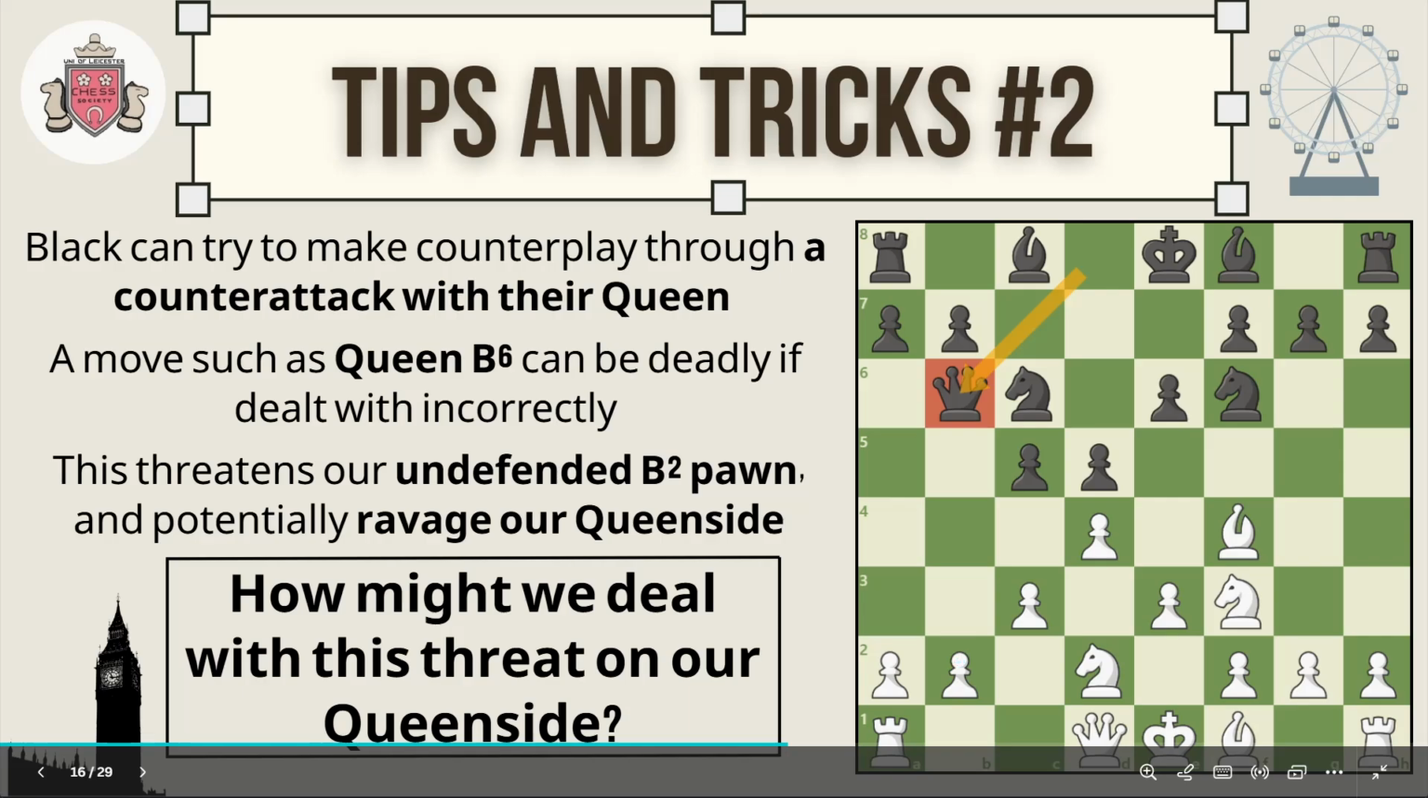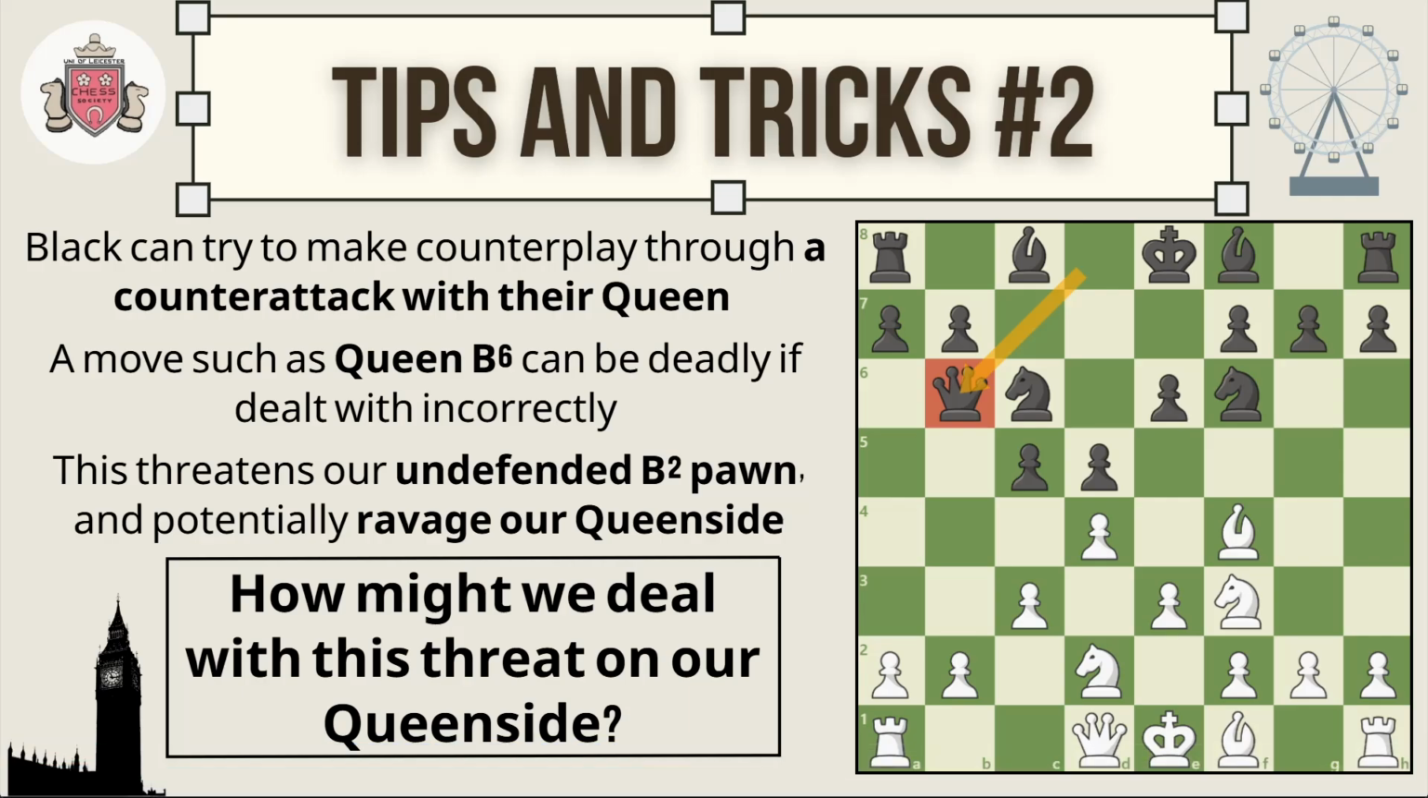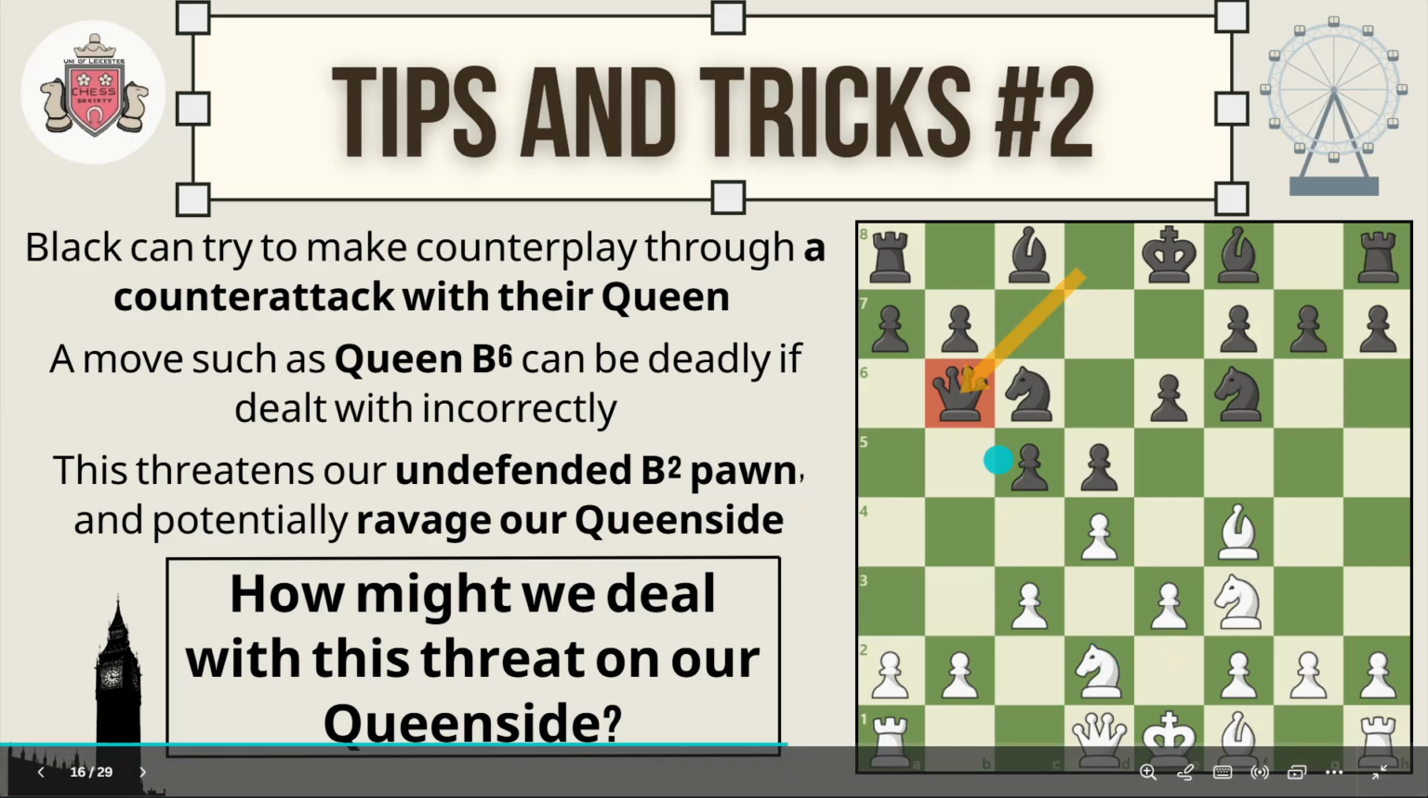So how do we deal with that? You guys probably saw it, but if you didn't, then let me know. Is there a way we can stop this queen from attacking this pawn?